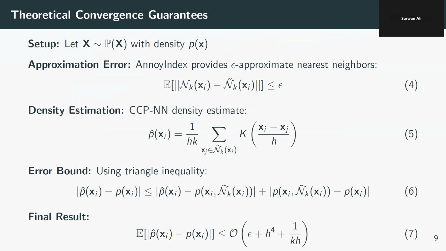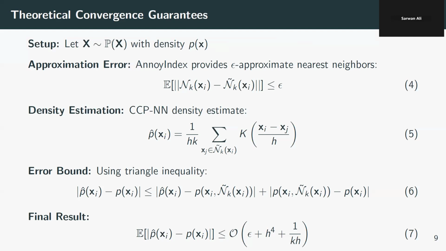Of course, we need to ensure that our approximation doesn't hurt the quality of our results. So let me walk you through the theoretical convergence guarantees. We assume our data X is drawn from some distribution P(X) with the density p(X). The NOI index provides the epsilon approximation nearest neighbor. We can bound the expected error in our neighbor selection.